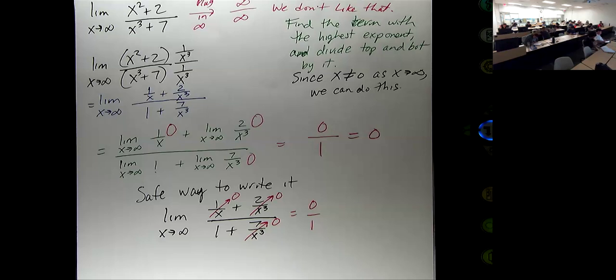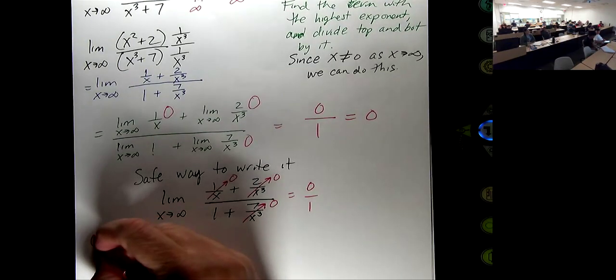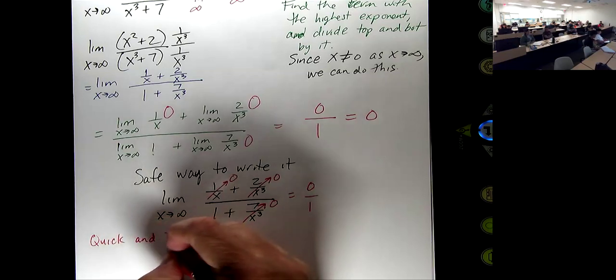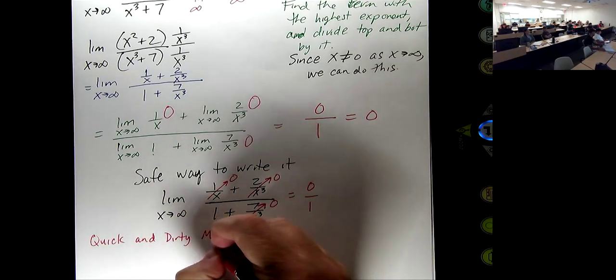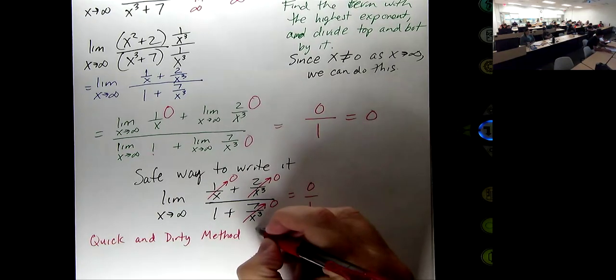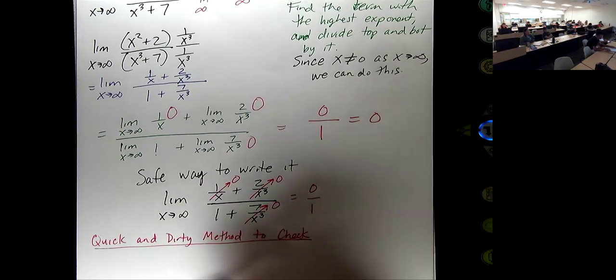So that's the appropriate way to do that. There is a method. I don't know that it has a name. I like to call it the quick and dirty method, from a teacher I had at UC Merced. I don't know why he added dirty. Well, maybe because it's not right. You don't really want to do this. Quick and dirty method to check. Don't do this to do the work, but just do this to check.